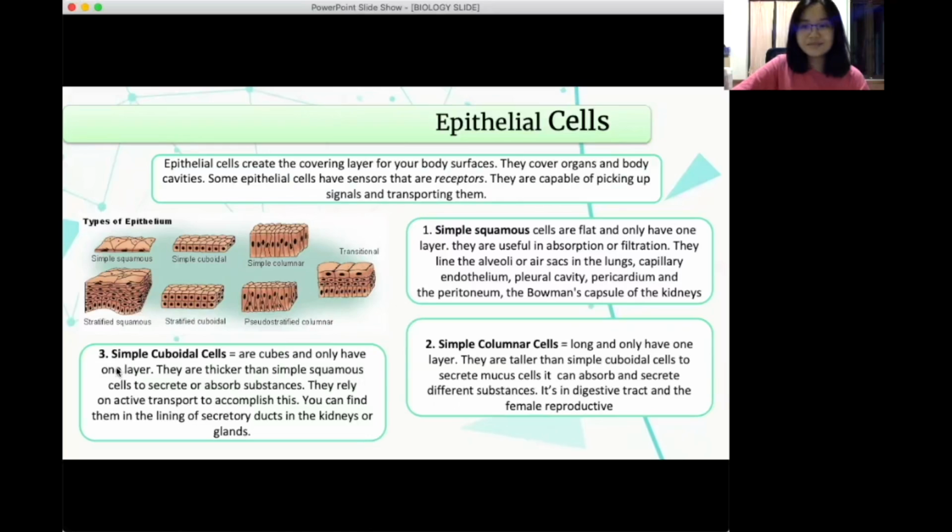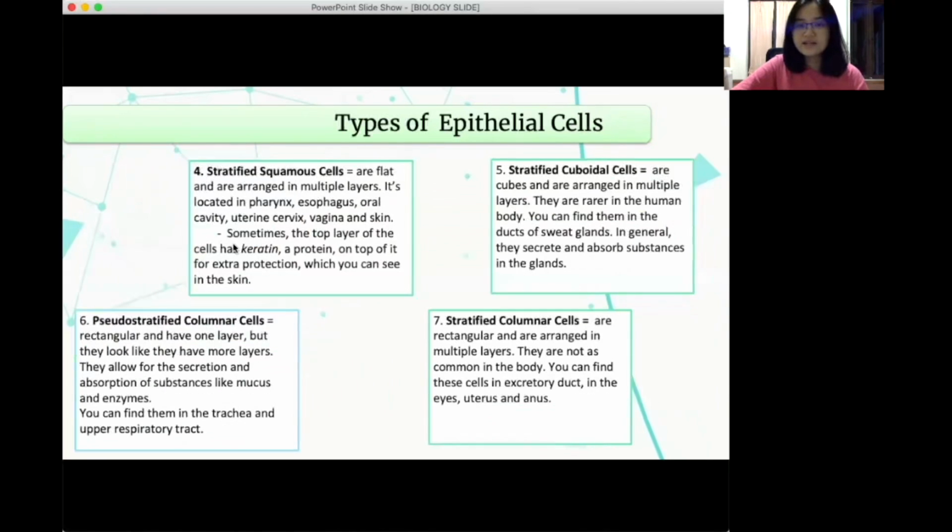The third is simple cuboidal cells. These shapes are cubes and have only one layer. You can find them in the lining of secretory ducts in the kidneys or glands. The fourth is stratified squamous cells, which are flat and arranged in multiple layers. You can also find them in the pharynx, esophagus, oral cavity, uterine cervix, vagina, and skin. The fifth is stratified cuboidal cells, which are cubes arranged in multiple layers, and you can find them in the ducts of sweat glands.